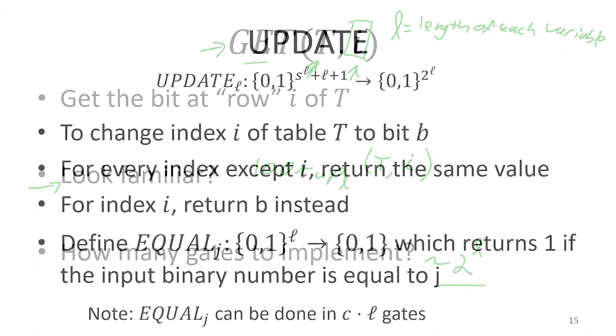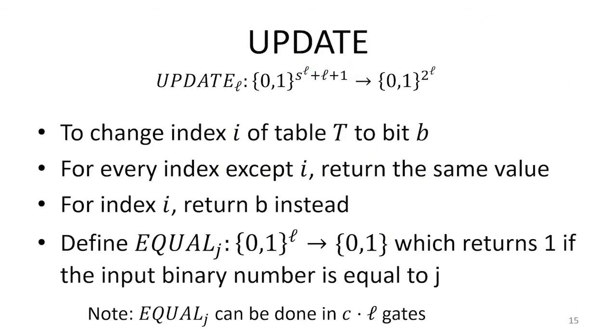So the next thing we want to talk about is update. The way that update is going to work is we give it the table. This SL, that's the table. We give it the number of lines. We give it the bit that we're going to be changing some index in the table to. And we give as output the new table. This should be 2 to the power L.